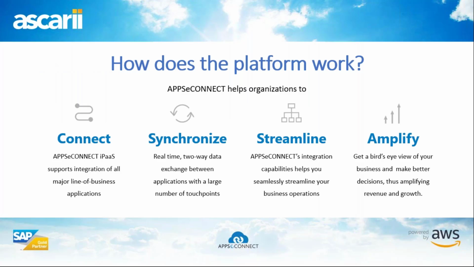So, how does the platform work? AppSeConnect helps organizations by connecting the best-of-breed business applications they are using in terms of CRM, ERP, POS, and e-commerce, every best-of-breed solution which an organization can think of or prefers to use. It ensures a real-time, bi-directional and fully automatic data exchange between these applications with predefined data exchange points.